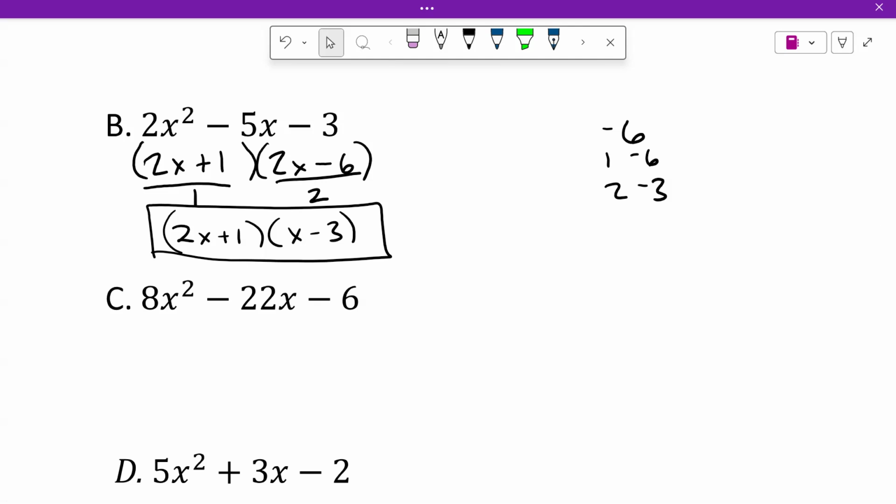Do I put 8x and 8x down? And the answer is no. Because if you can take out a greatest common factor first, that's what you need to do. Greatest common factor is 2. So we take out a 2 first, and we're left with 4x squared minus 11x minus 3. Now we do the AC method.